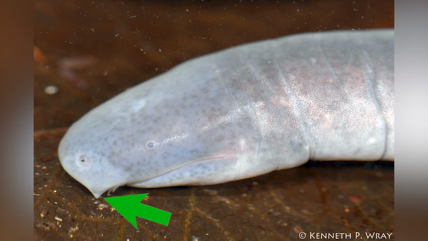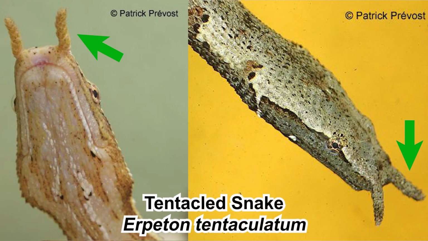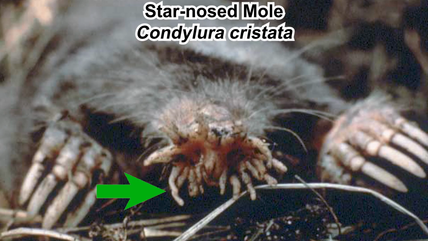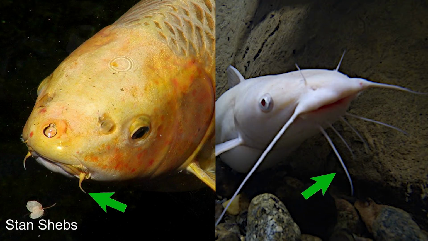The feelers on the snout of caecilians are also called tentacles. Even the feelers in Erpeton tentaculatum are called tentacles. What about the tendrils on the star-nosed mole? Sometimes also called tentacles. And now, what about fish?